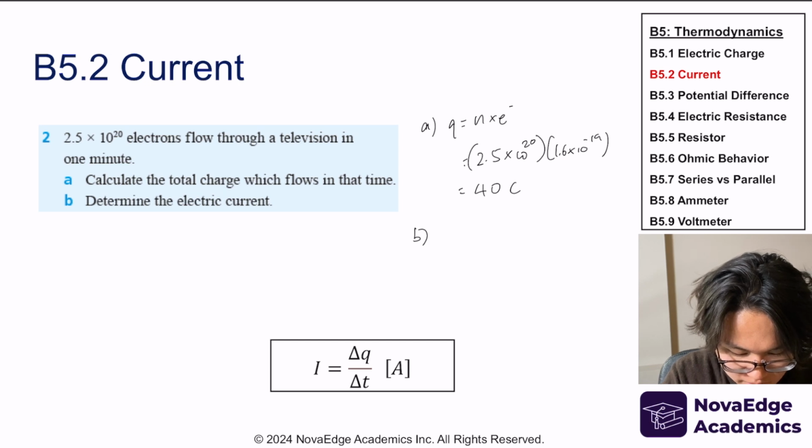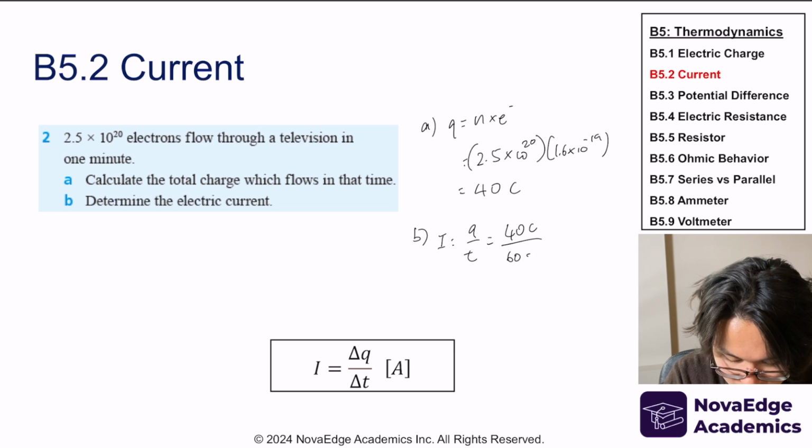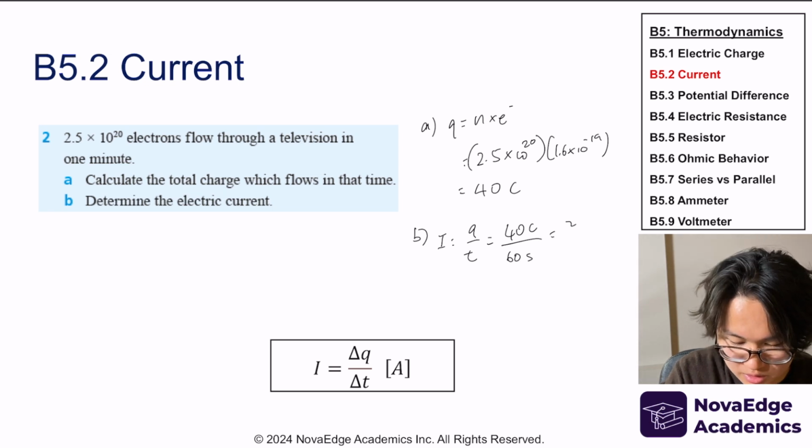B, determine the electric current. Well, electric current is going to be equal to Q over T. That's 40 coulomb divided by 1 minute. So 1 minute is 60 seconds. Always change to seconds, okay? So that's 2/3.